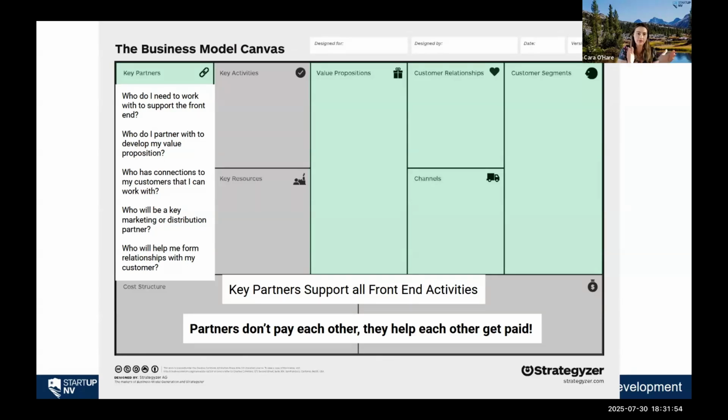And so for this lesson, for this activity, this is somebody that is helping you develop your product or develop your relationship with your customers. So we will pause here to fill in our key partners. I tend to get a lot of questions on this one, so please feel free to put it in the chat or ask me directly.